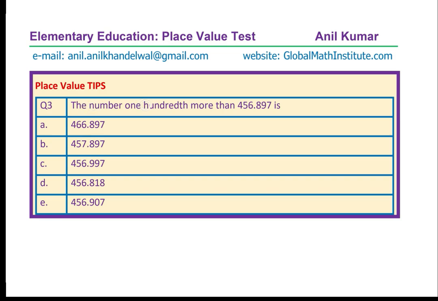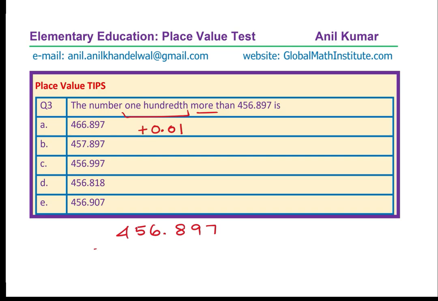The number 100th more than 456.897 is what? So we are given a number which is 456.897. 100th means what? 100th means 0.01. More means we have to add, correct?